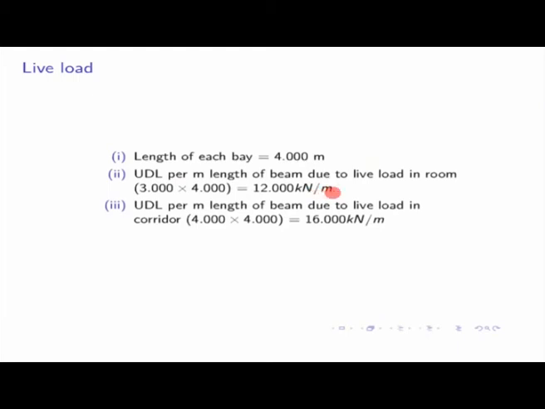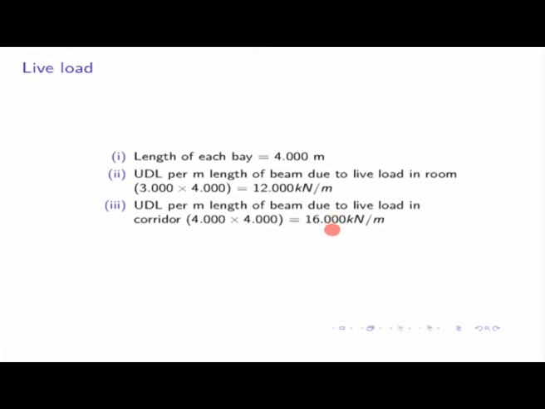So that means in dead load you are getting something like 16 kilonewton per meter, and here in the room you are getting 12 kilonewton per meter, while in the corridor you are getting 16 kilonewton per meter.